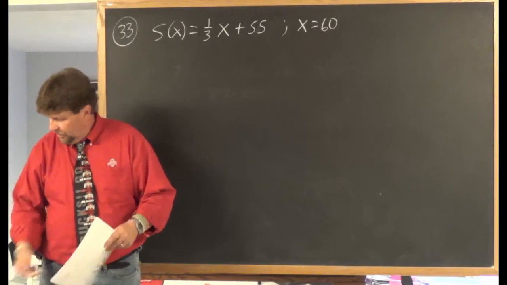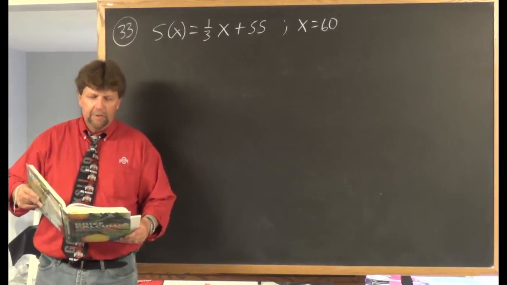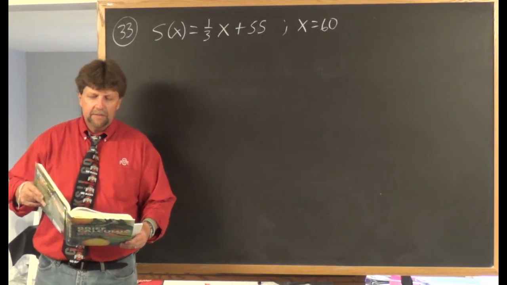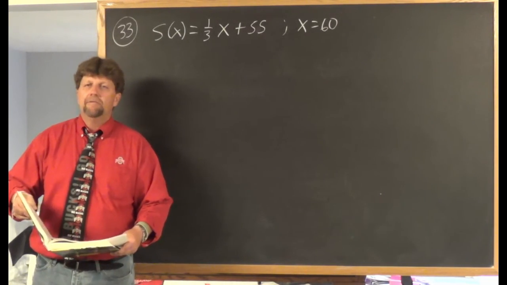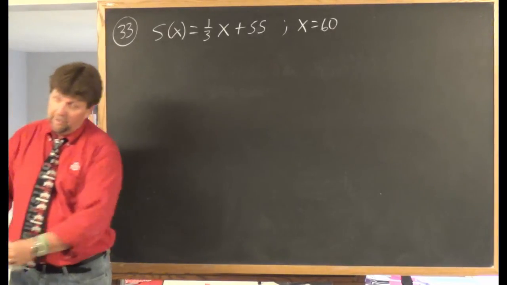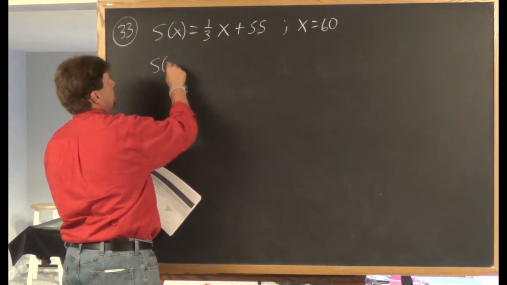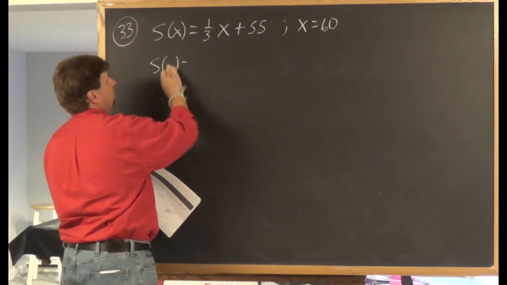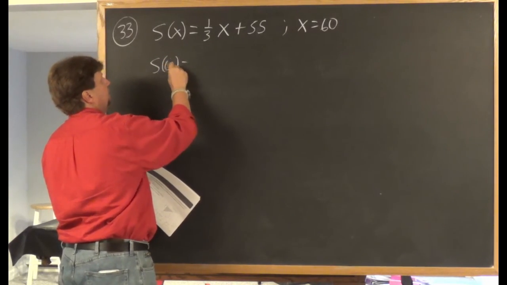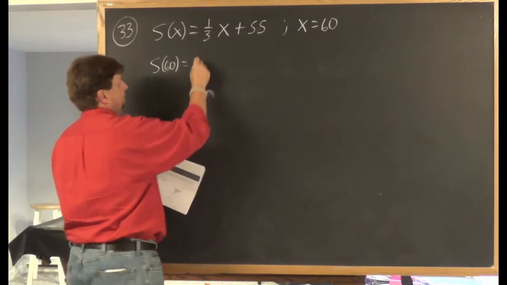Alright, and number 33, let's make sure I'm reading it correctly. You're asked to determine the producer surplus for the given supply function and demand level X. So the first thing we're going to have to do is determine the market price. You get the market price by tossing 60 in for X, and you get the market price to be 75.